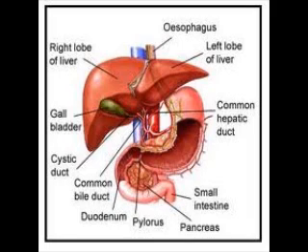NCLEX examination challenge. An older adult is hospitalized with severe dehydration and hepatitis A. What precautions should the nurse use when caring for this client? Select all that apply. A. Gloves. B. Masks. C. Gowns. D. Shoe covers. E. Goggles. F. Hand washing.